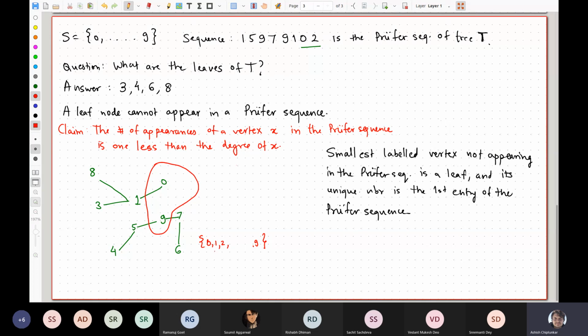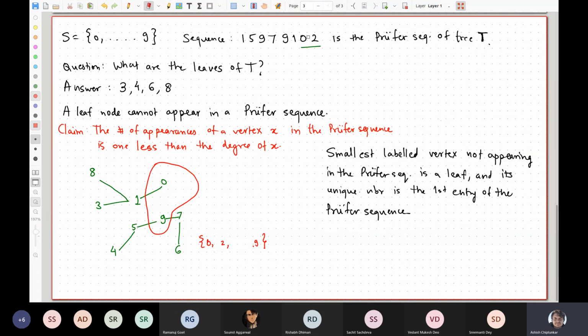So what should I delete from the sequence? 1 should be deleted. No, 0 we have to delete now. No, from the vertex set. Vertex set, yeah, go on. Now 0 is the smallest not appearing in the sequence. The sequence is 0, 2.